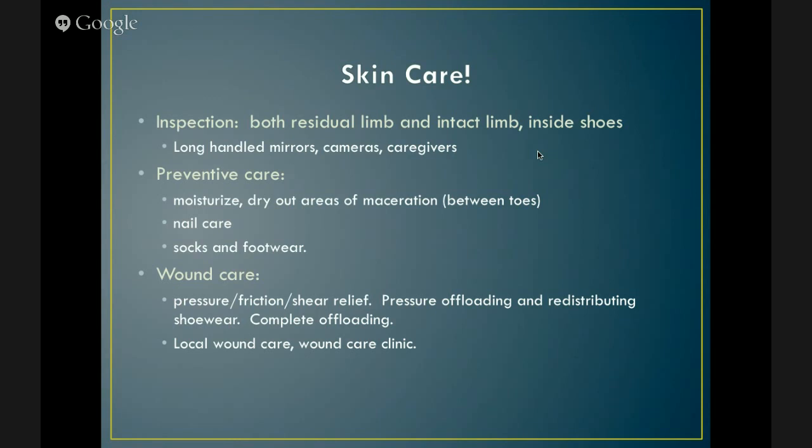Long handle mirrors are very often given by occupational therapists. They're on a stick, and it's bendable so they can tilt it and look at it. But what happens if your vision is poor, like a lot of our patients with diabetic retinopathy? Well, you can use cameras. Just about every phone now has a camera. Take a picture, and if all else fails, hopefully caregiver training, so you can teach whoever helps out the patient what to look out for in terms of skin breakdown.